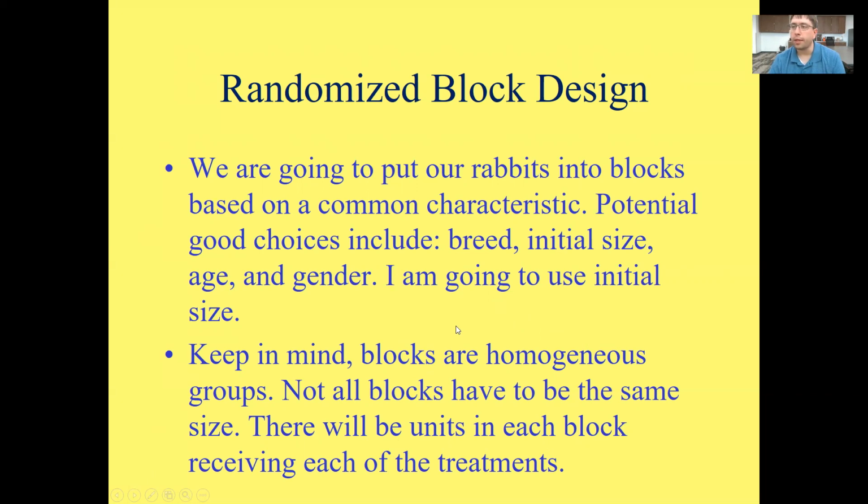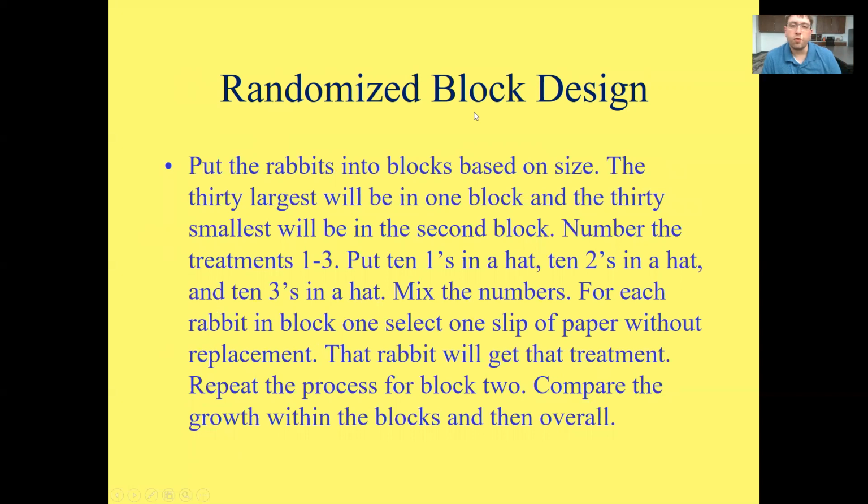So the whole idea of blocking is that your large rabbits will get rabbit food A, rabbit food B, rabbit food C, and your small rabbits will also all get rabbit food A, rabbit food B, rabbit food C. So we want to make sure the food is used in both blocks. So the description for my randomized block looks like this. Put the rabbits into blocks based on their size. The 30 largest will be in one block and the 30 smallest will be in the second block. So I broke them into 2 groups, 30 largest, 30 smallest.